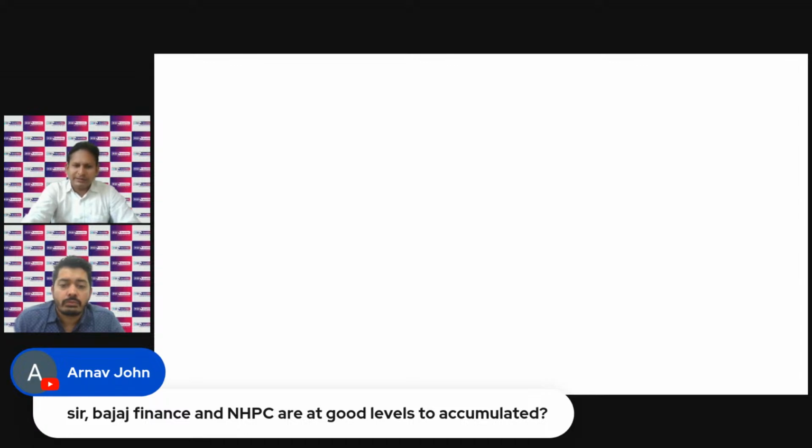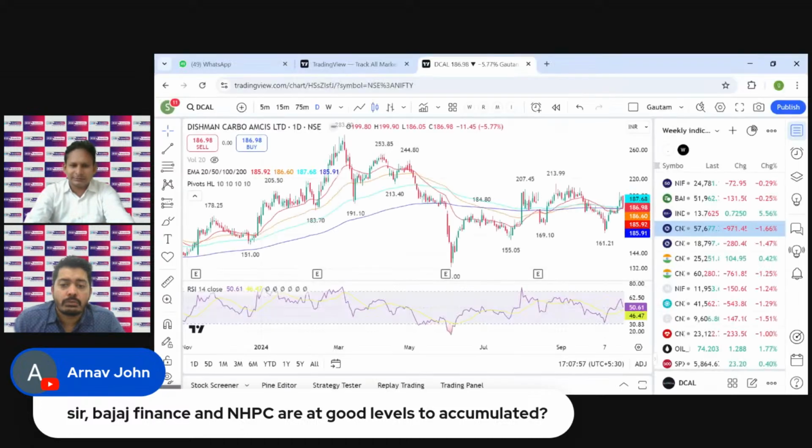Coming to NHPC, again it has corrected significantly, and I think it is under consolidation mode. The current market price is 82 rupees. We have seen a deep correction across the PSU basket, and I feel NHPC is part of that only. So buy on dips is something which I would recommend, with a fair value of close to 100 to 110 rupees for NHPC. Gautam, if you can share levels for both these counters, Bajaj Finance and NHPC.